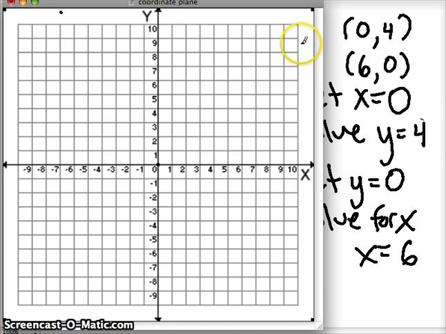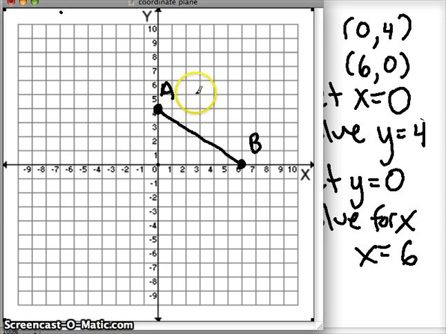So graphing that, 0 on the x, we don't go left or right, but we go up 4. So there's, call that A, doesn't matter. And when x is 6, 1, 2, 3, 4, 5, 6, and we don't go up or down, so we stay right there. That's our second point, point B. And we can easily just connect the dots, and we got ourselves a line. And so that's graphing in standard form. That's all you have to do.